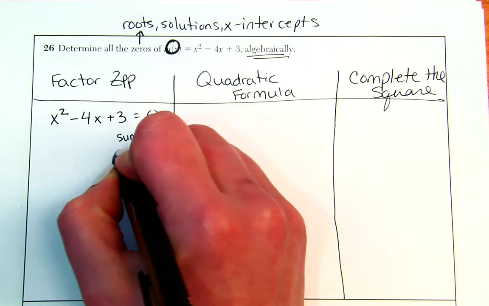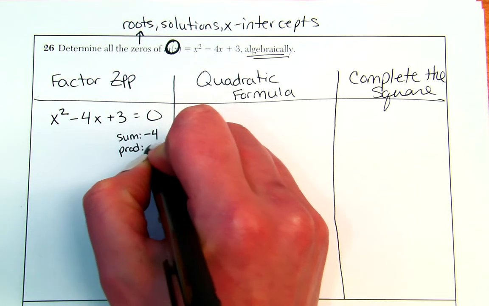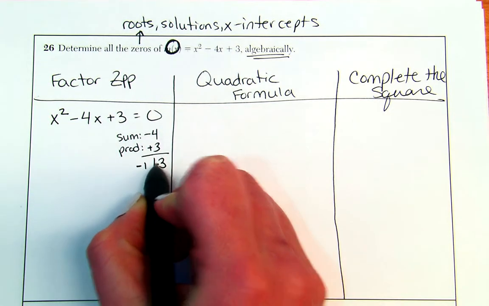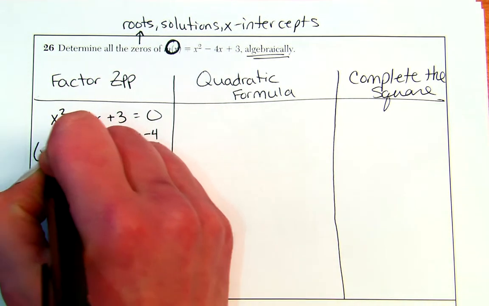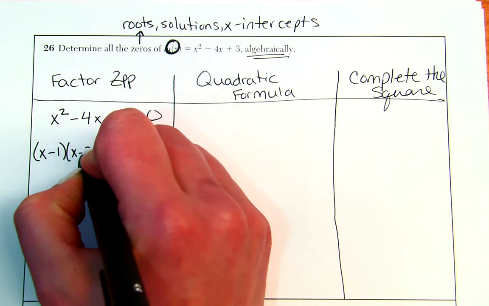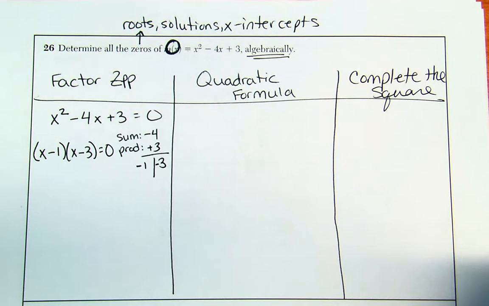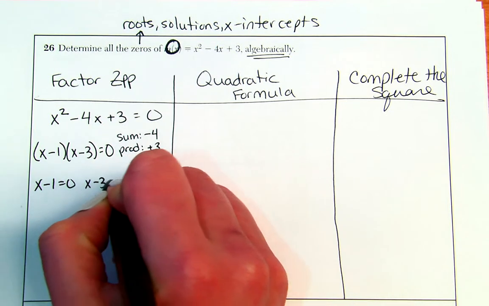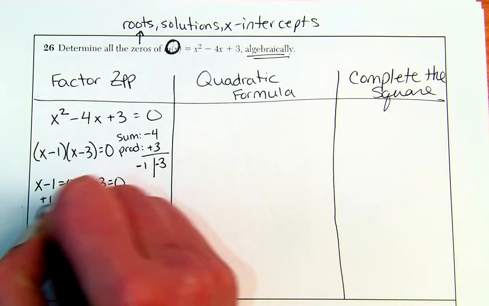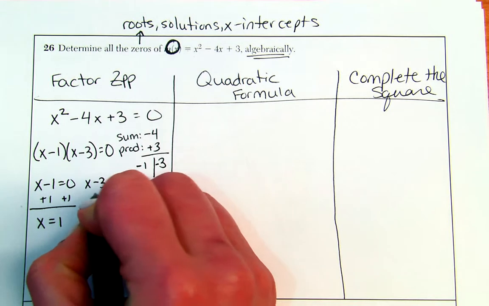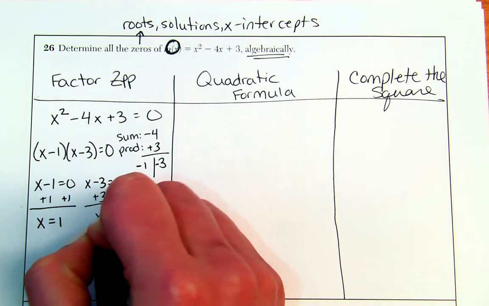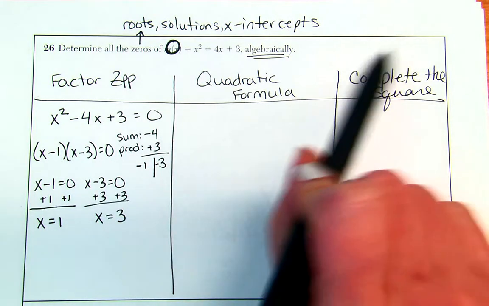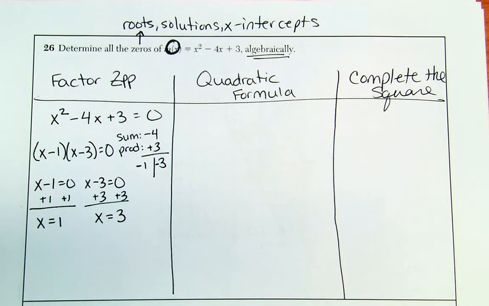So I have to identify the sum. The sum is negative 4. The product is a positive 3. List all the factors of 3, 1 and 3. These are both negative in order to make a negative sum. And I'll write out my factors as x minus 1, x minus 3 equals 0. Now I apply the zero product property. X minus 1 equals 0 or x minus 3 equals 0, and I solve. So add 1 to both sides to get x equals 1, or add 3 to both sides to get x equals 3. I actually have a video on these three topics. I'll include the link in the iCard above.